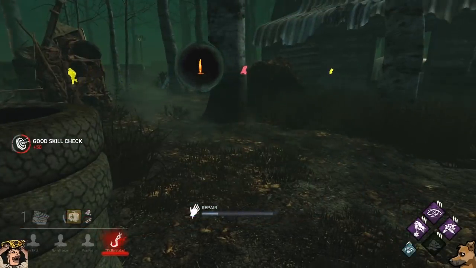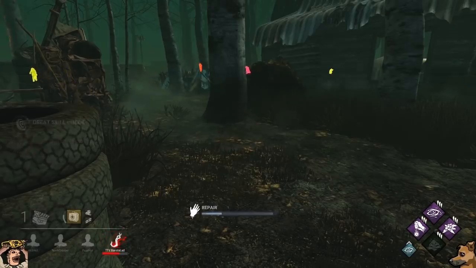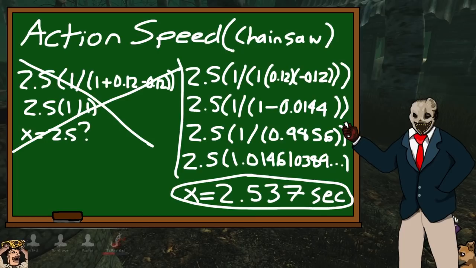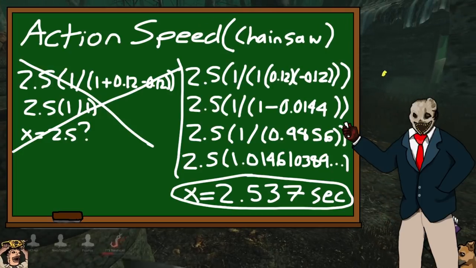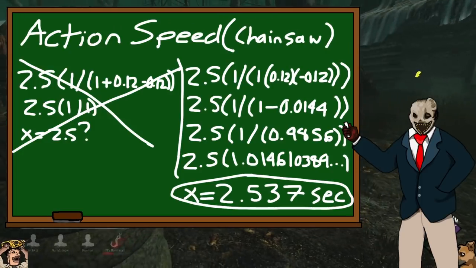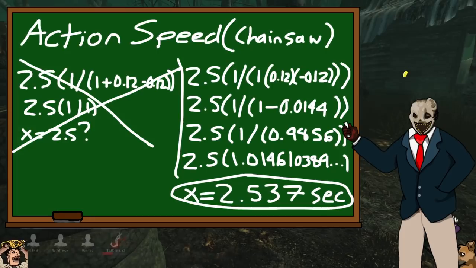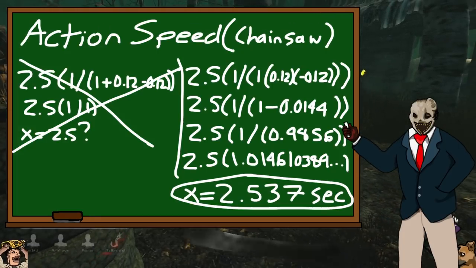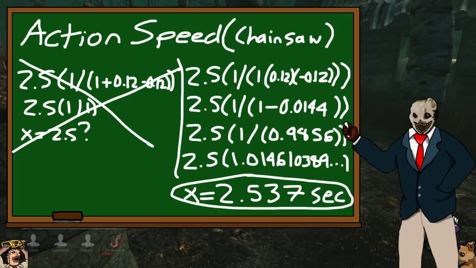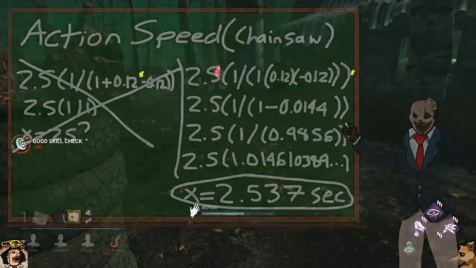So plugging in the negative 1.44%, just for simplicity's sake, into the equation gives us 2.5 times (1 divided by (1 minus 0.0144)), which equals out to, once we do all the math, 2.537 seconds, or a barely noticeable 0.037 seconds slower than a normal chainsaw charge.